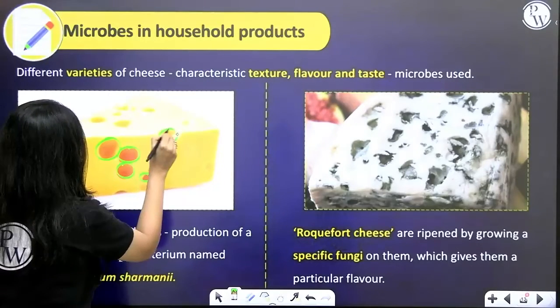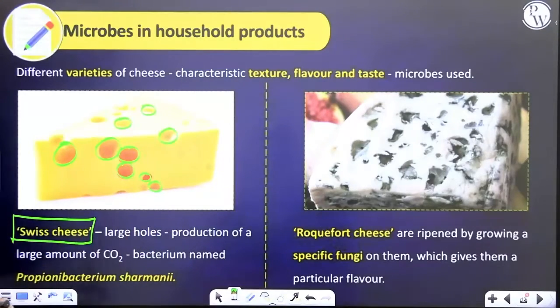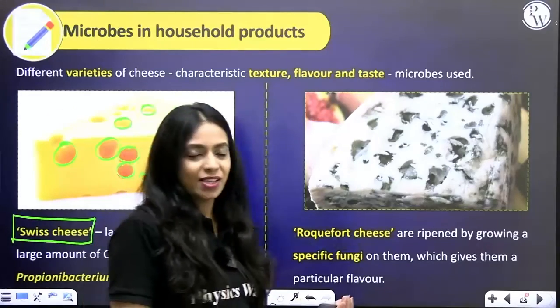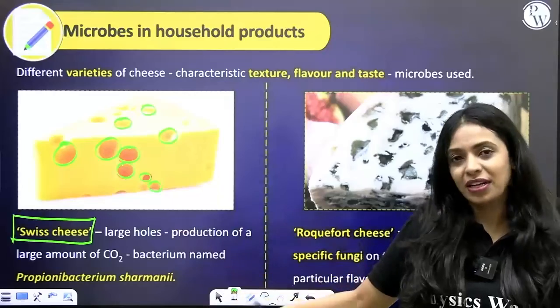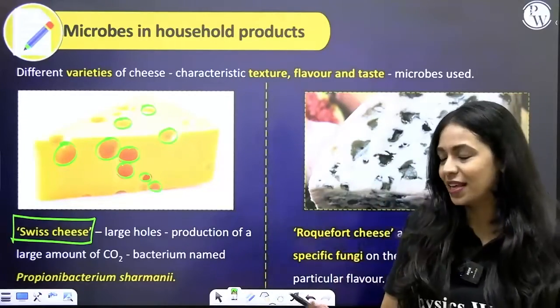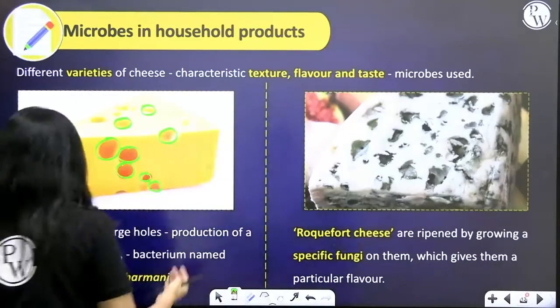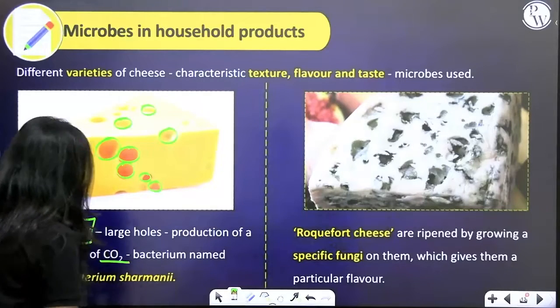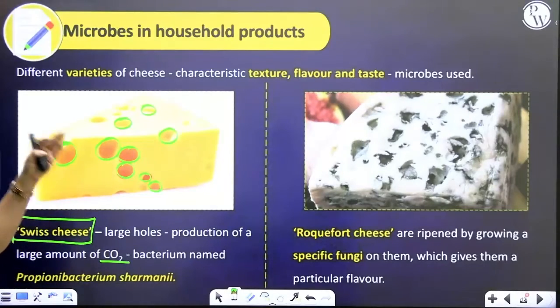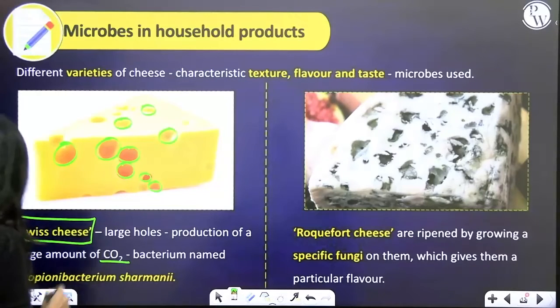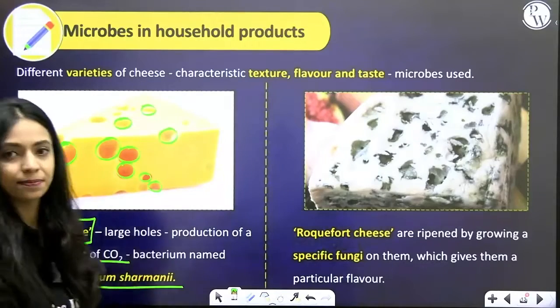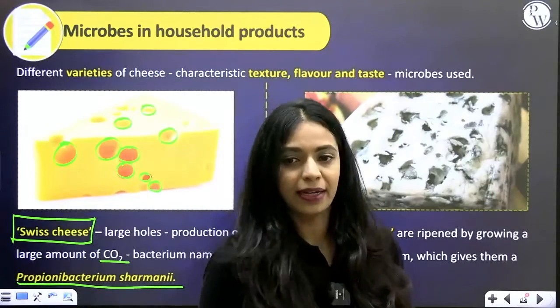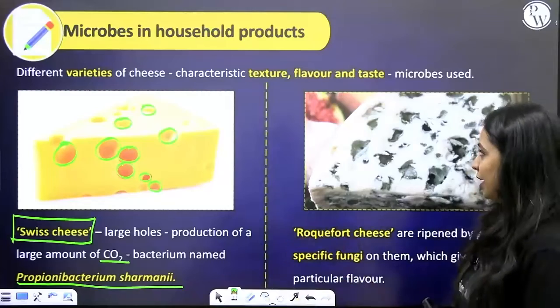Remember what I told you about bread and about dosa? The holes are there because carbon dioxide gets released. For the exact same reason, even in this Swiss cheese, carbon dioxide gets released, which will cause a lot of big holes in the cheese. So this is produced because of a large amount of carbon dioxide released, and this kind of cheese is obtained from a bacterium called Propionibacterium shermani.